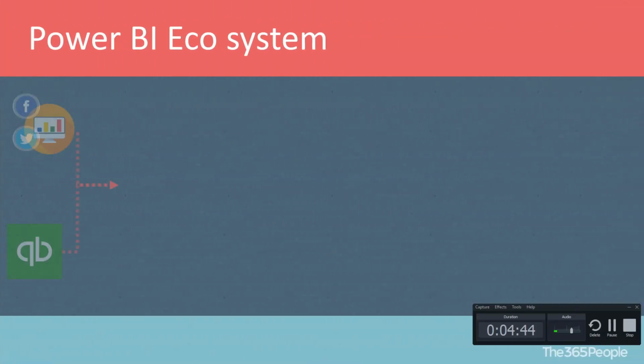The Power BI ecosystem is very much made up of, first of all, your data sources. So this may well be NAV, this might be third-party systems. In this example here, we've got QuickBooks, we've got NAV, we've got Google Analytics, we've got a Twitter feed, we've got a Facebook social media platform that we want to integrate our data into Power BI.